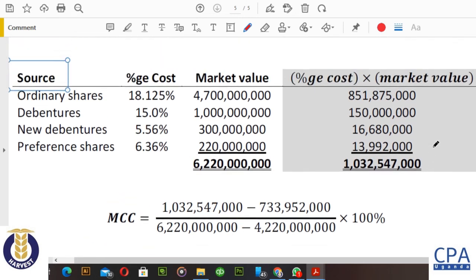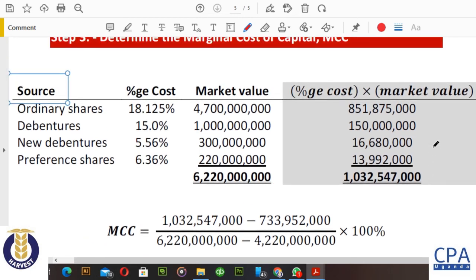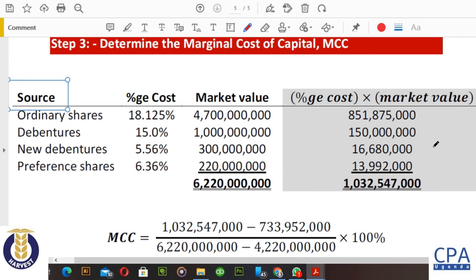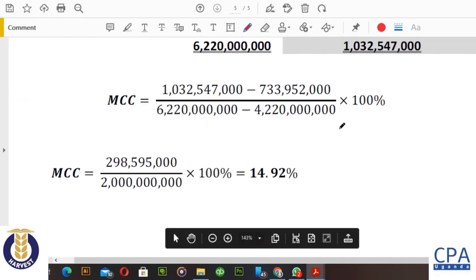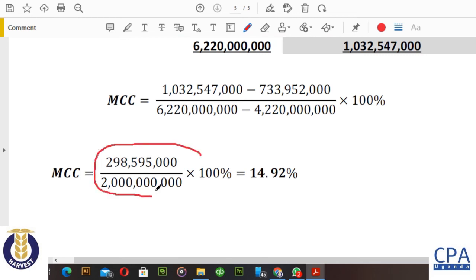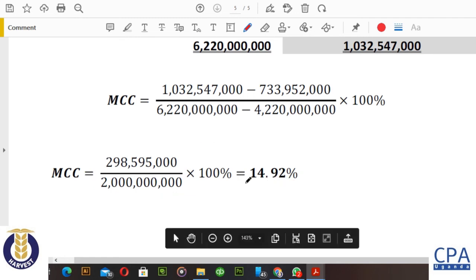So you're going to look at this table, verify. You can even pause the video and verify with what you have, and also work through. When you simplify the denominator and the numerator, these are the figures that I have, subject to your verification. My marginal cost of capital comes to 14.92.